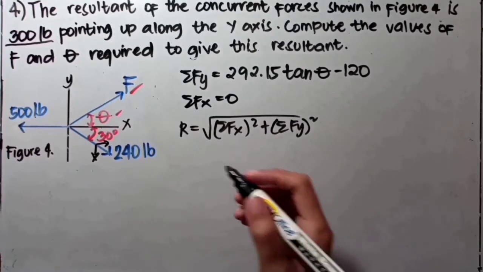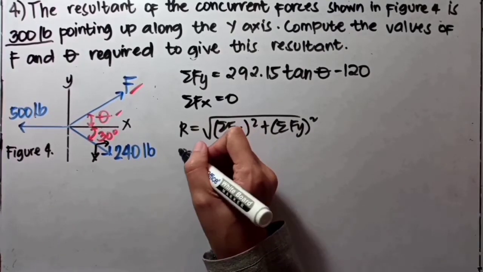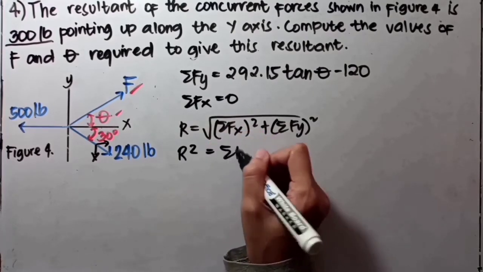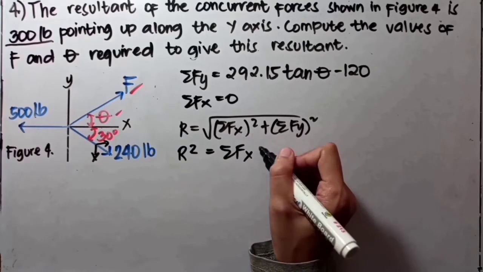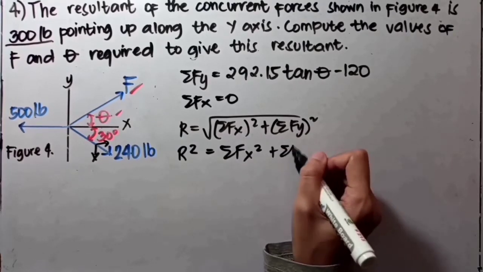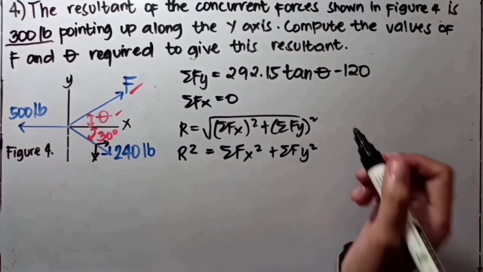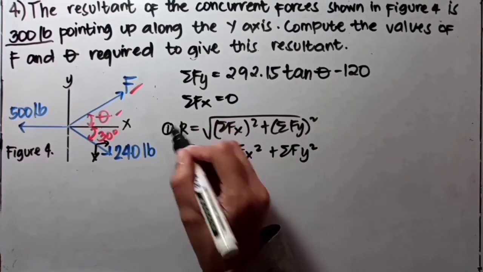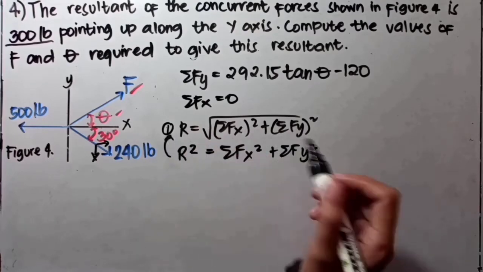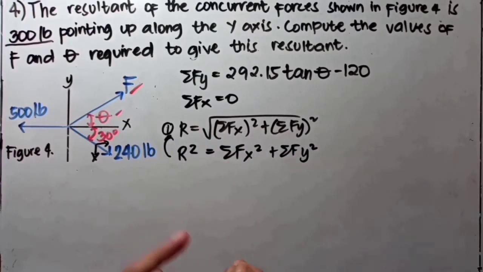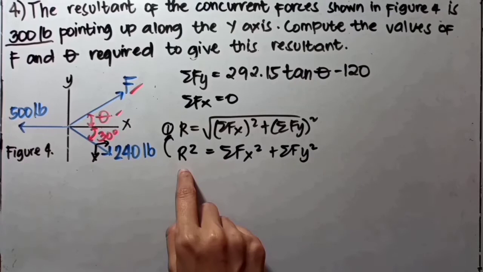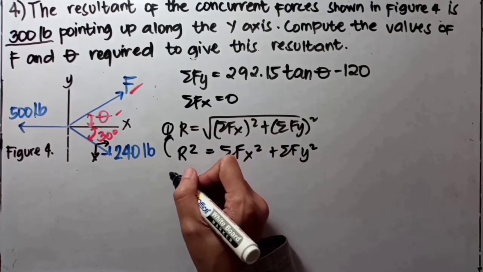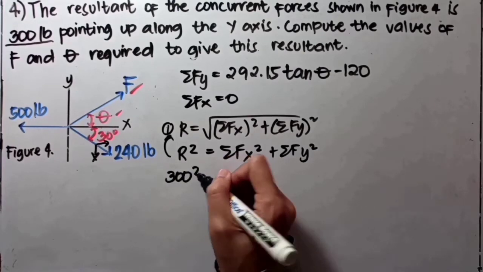Para mas simple ang ating equation, ito na lang ang ating gagamitin, which is R raised to 2 is equals to summation forces x raised to 2 plus summation forces y raised to 2. The same lang yan sila sa first equation. Mas simple lang yung ganito at saka mas madali nating masolve. So, based dito sa formula na to, gagamitin natin ang 300 which is equals to the resultant.